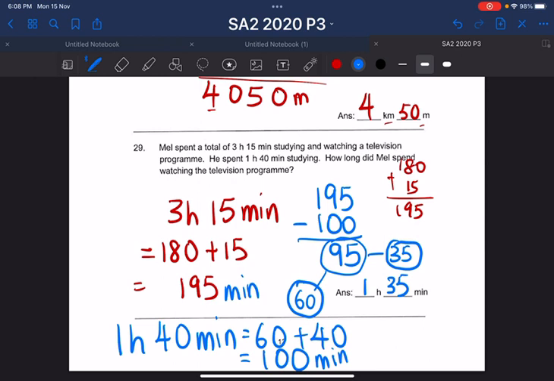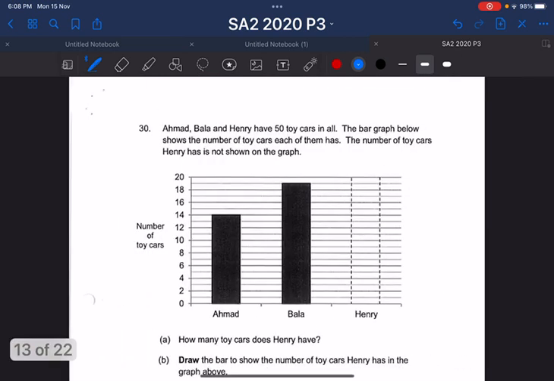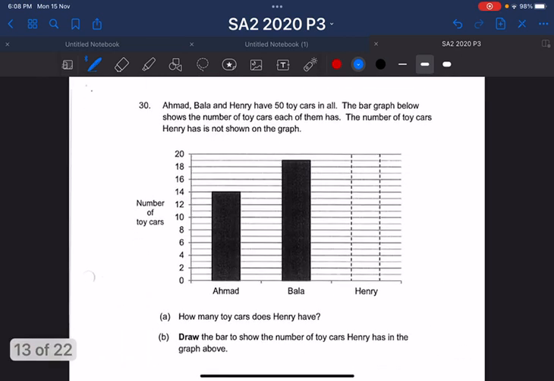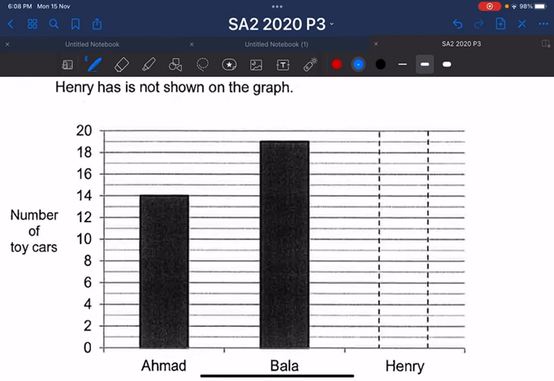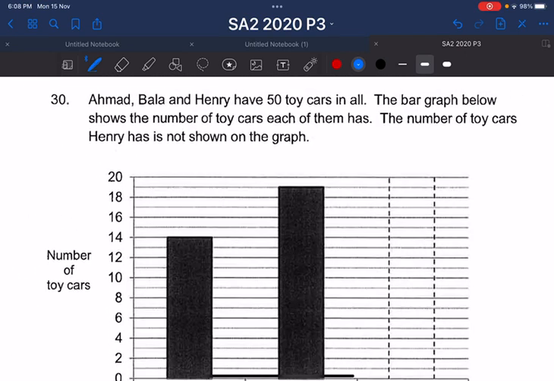So that leaves us with the last question for today on the video, which is question number 30. Okay, bar graph. Ahmad, Bala, and Henry, they have got 50 toy cars. So this bar graph shows the number each of them have. Now, Henry, sadly, the bar graph is not drawn. So what we have to do is to find out how to draw based on the numbers that we have. 50 is for all the three of them. Right? So if we know the first two people, then we can find out what is the third person.